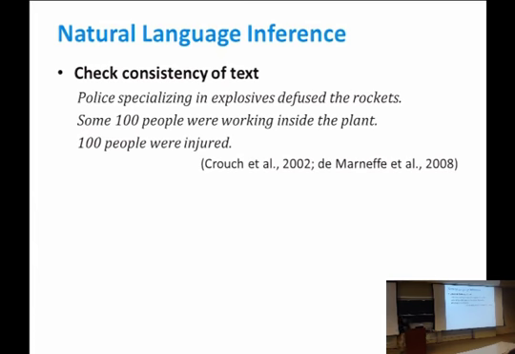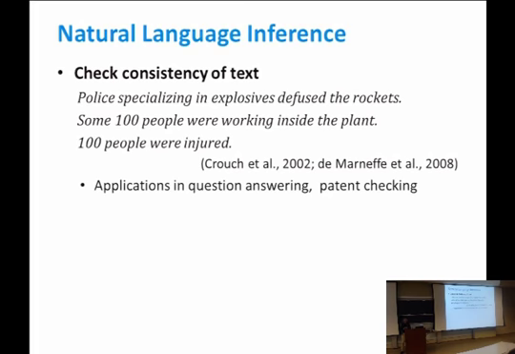Being able to automate this type of inference can have applications in, say, question answering or patent checking. In question answering, you can reformulate your question in terms of some declarative statement and check to see if it's consistent with your body of knowledge. And in patent checking, you might want to check that all of the facts inside the patent that you're going to submit are internally consistent, so you can submit a valid patent and get rich.